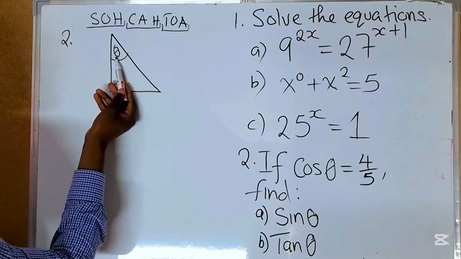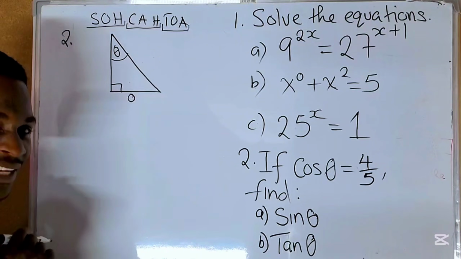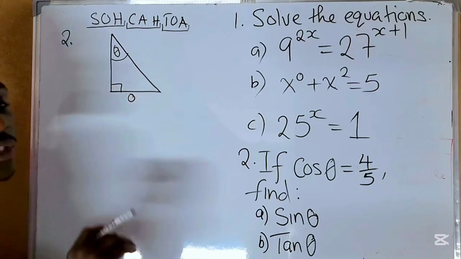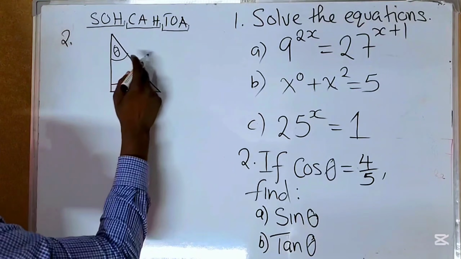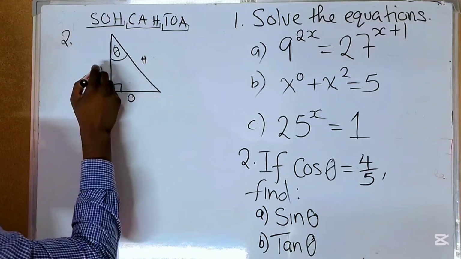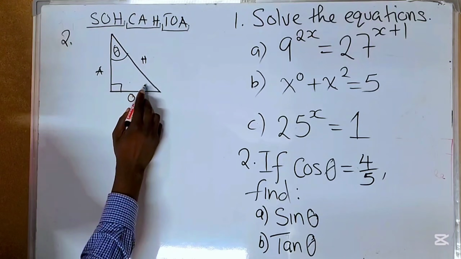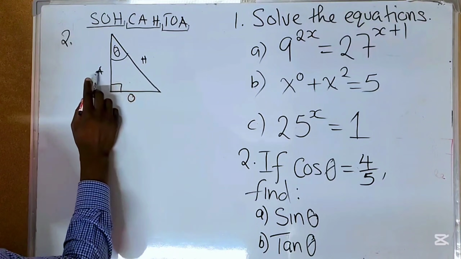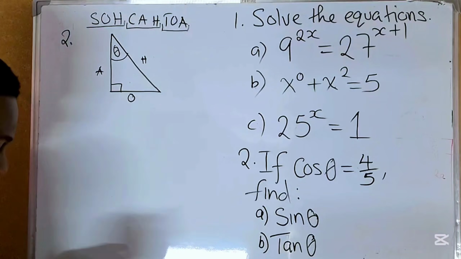Now, if the angle is here, this automatically is the opposite. Hypotenuse doesn't change. Hypotenuse is just hypotenuse. So this is the hypotenuse. So let's put h there. Then this becomes the adjacent. If we were to put the angle here, this becomes the opposite, adjacent, hypotenuse. I hope you get this.